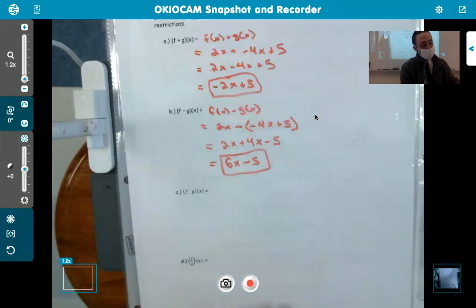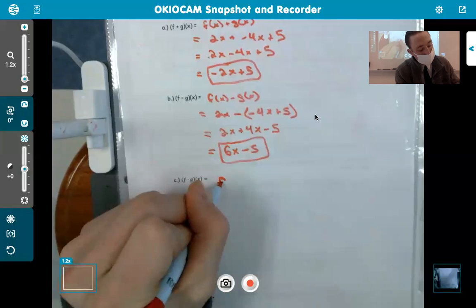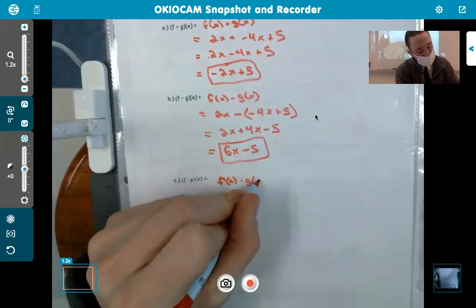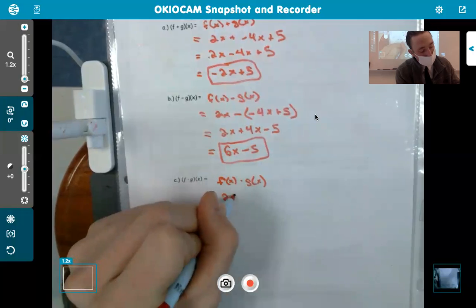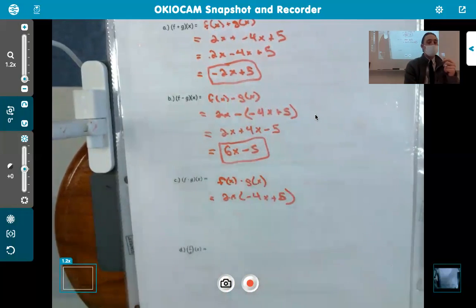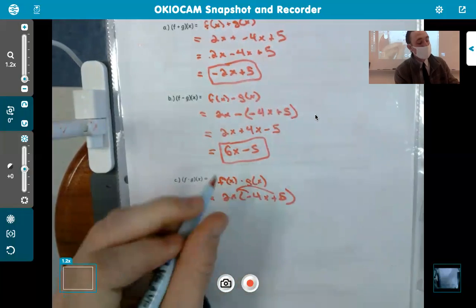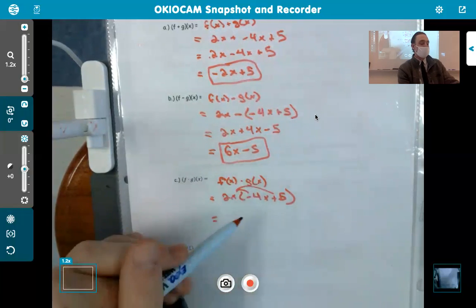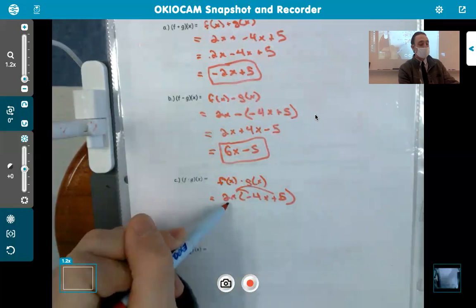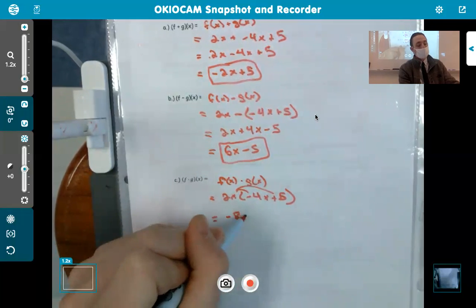Let's go to part C. I have f of x times g of x. Well, that's going to give me 2x times negative 4x plus 5. What do I have to do with that 2x? Distribute it. Good. And when I'm multiplying things together, I just multiply the coefficients normally. So 2 times negative 4 gives me what? And then the x squared.